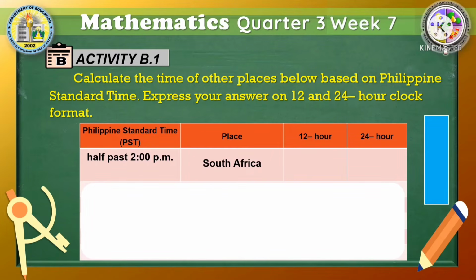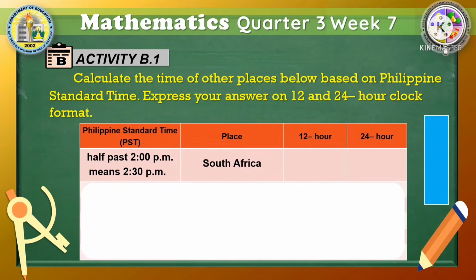The given Philippine Standard Time is 2:30 p.m. What time is it in South Africa? Since the PST is not directly specified, you need to know what 2:30 p.m. means. Past means after, and half means half an hour, that is 30 minutes. Therefore, 2:30 p.m. is 2:30 p.m.